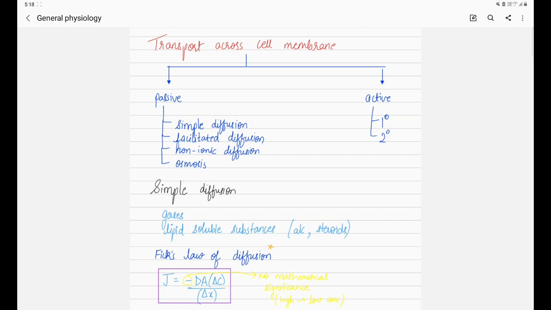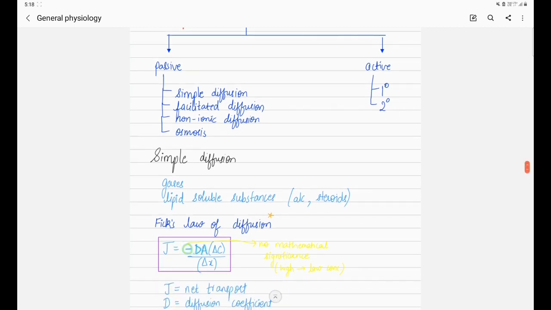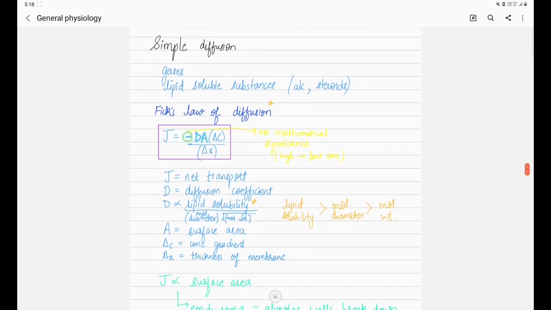Let's see the passive first. So we will move on to simple diffusion. Now, simple diffusion occurs in the substances that can readily cross the cell membrane. So these will be your gases, and as the cell membrane is made up of phospholipids, the lipid soluble substances like alcohol, steroids can pass through it.